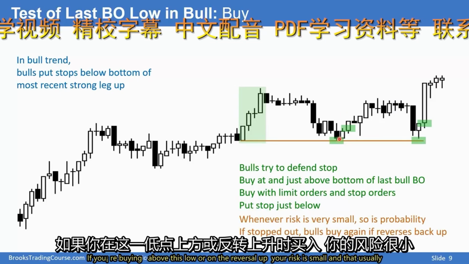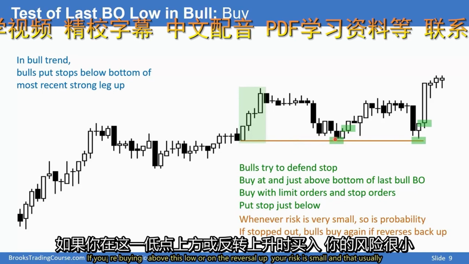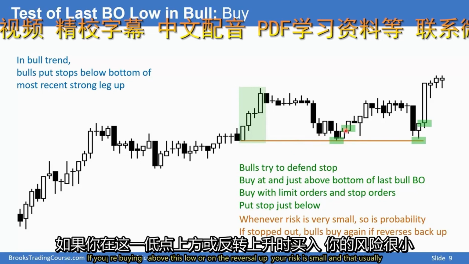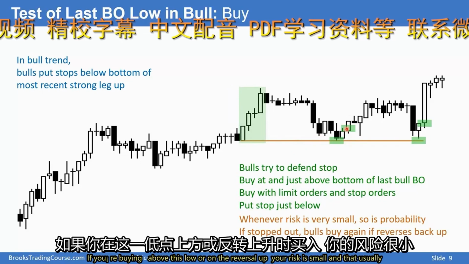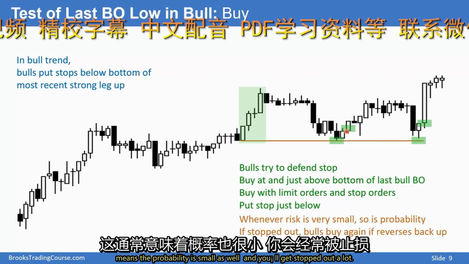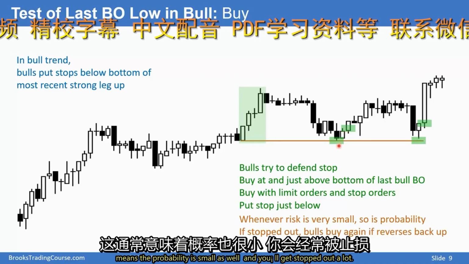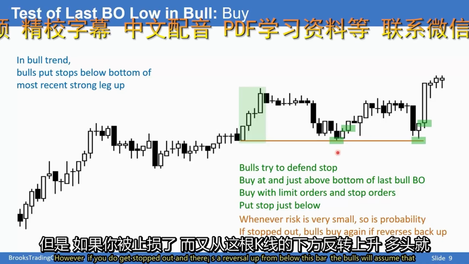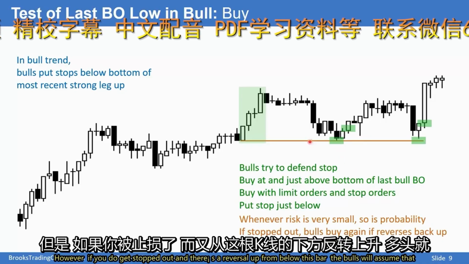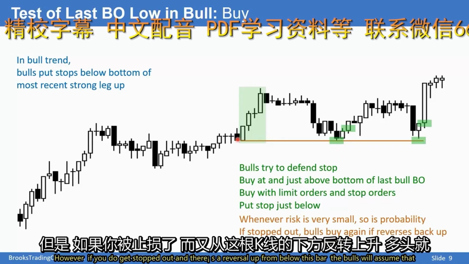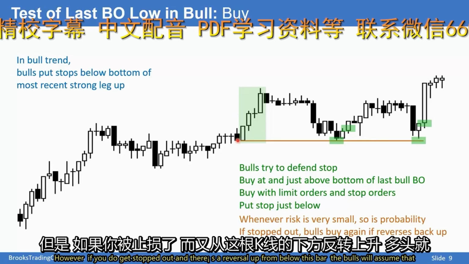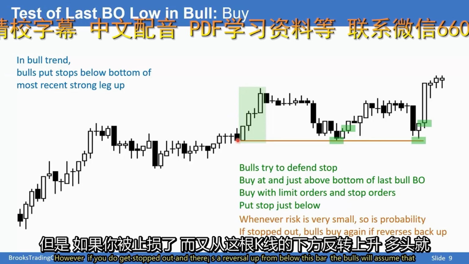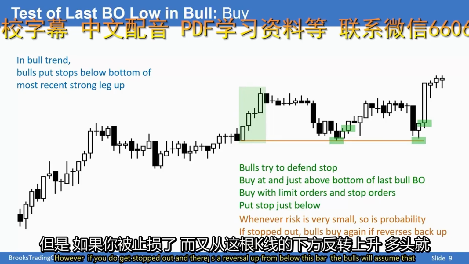If you're buying right above this low or on the reversal up, your risk is small. And that usually means the probability is small as well, and you'll get stopped out a lot. However, if you do get stopped out and there's a reversal up from below this bar, the bulls will assume that we're at the bottom of a trading range, and therefore it's reasonable to buy again if they get stopped out.